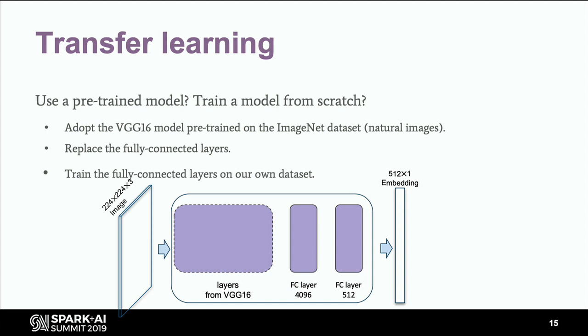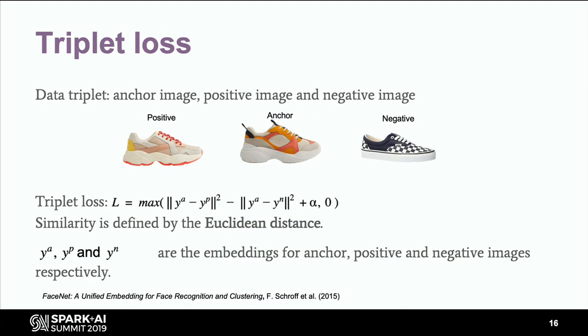So in our project, we take the VGG16 model that is trained on the ImageNet data set, and we change the fully connected layers. One purpose is to get a reduced size of the embeddings. We also train only the fully connected layers on our own data set. And how can we train these layers? There are many approaches, and the approach that we adopted, which is also quite popular nowadays, is the triplet loss approach.